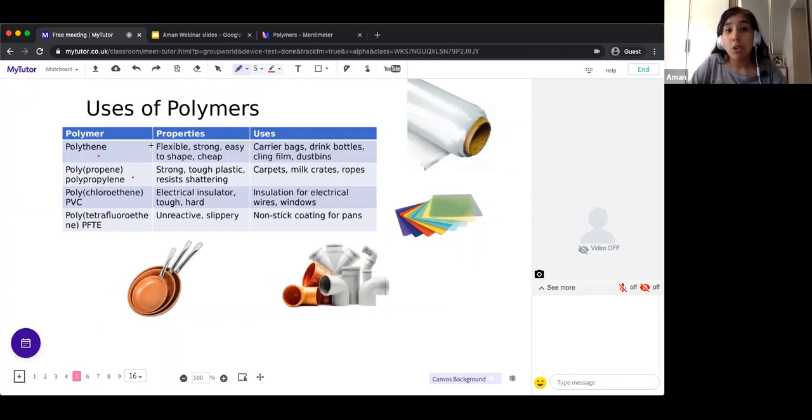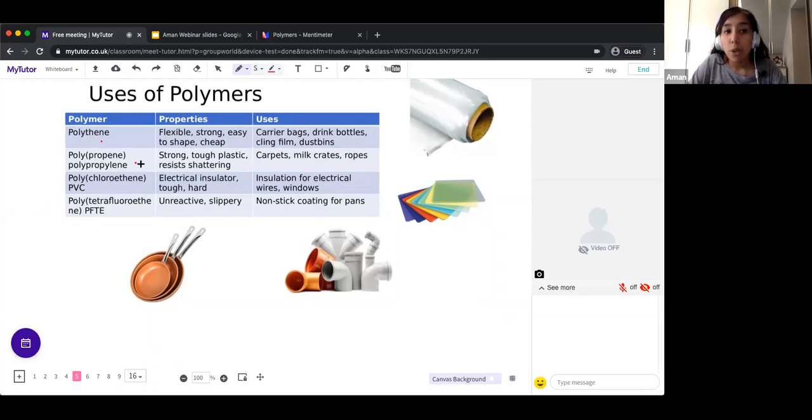So for me, the easiest one to remember is polythene or polyethene. It's flexible, strong, easy to shape and cheap. And I think of carrier bags and cling film. So if you imagine carrier bags and cling film, quite flexible, quite flimsy, quite easy. So they're easy to shape and they're quite cheap as well. So that's polyethene. So that's how I remember those ones.